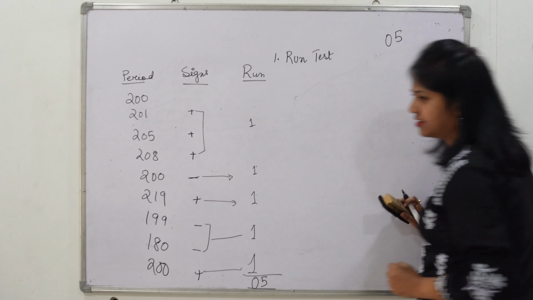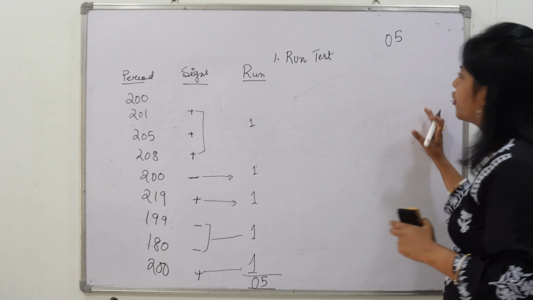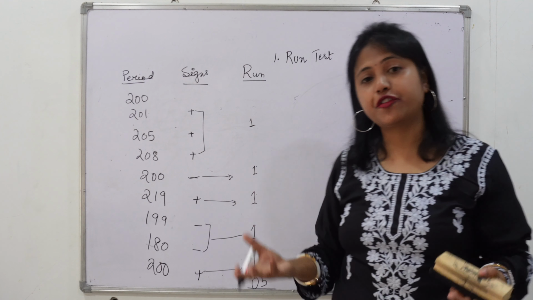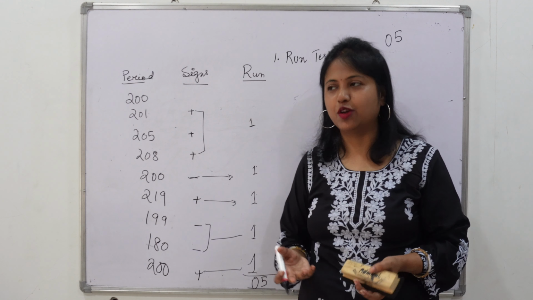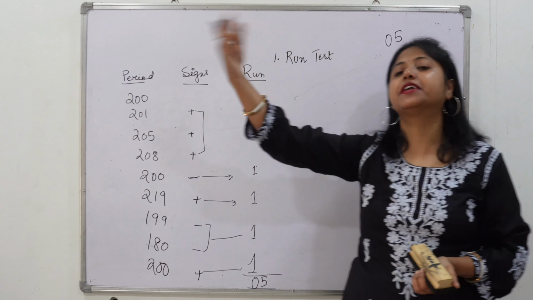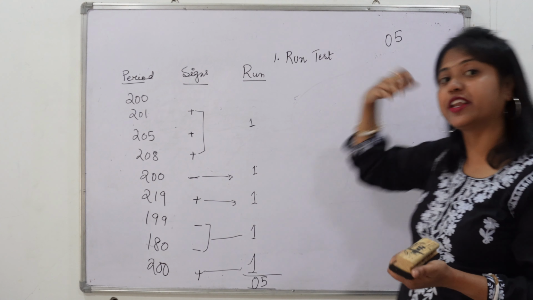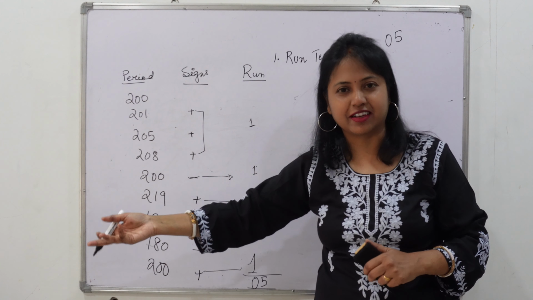I got 5 runs. Is this 5 runs a very big or long run, or is it a short run? If it is a very big run, I can predict. If it is a short run also, I can predict, and I can say yes, technical analysis is successful. Through technical analysis, I can predict the future, because as I have shown you, plus, plus, plus, plus, minus, minus, minus, minus, so next will be again plus, plus. And plus, minus, then the next will be plus again.